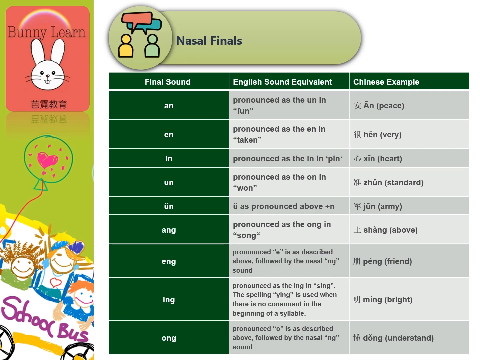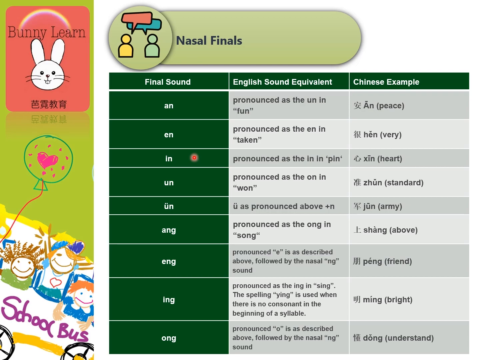Now let's go over these nasal finals. They contain a vowel and a consonant, and they have a nasal tone to them. An. This is pronounced as the un in fun. En. This is pronounced as the en in taken. And a Chinese example of it is 很, hěn.